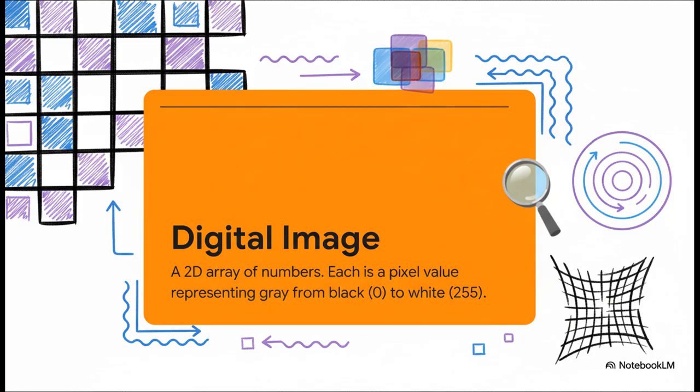And there it is. That's the big secret. Every single picture you've ever seen on a screen is, at its core, just a massive grid of numbers. Yep, a giant spreadsheet. Each number tells the computer the brightness of one tiny dot, 1 pixel. 0 is pure black, 255 is pure white, and all the numbers in between are just different shades of gray. This one idea is the key to everything we're about to do.